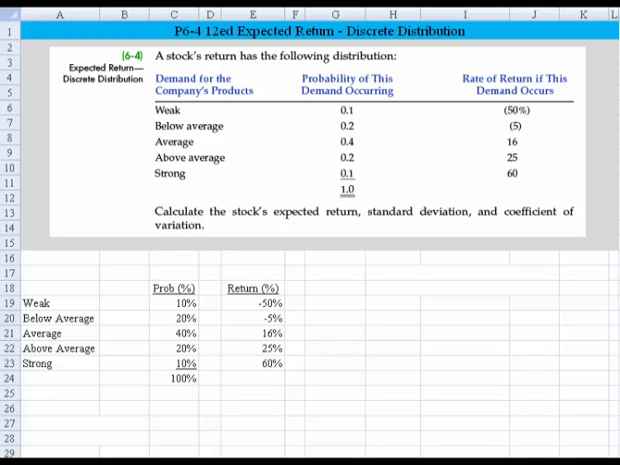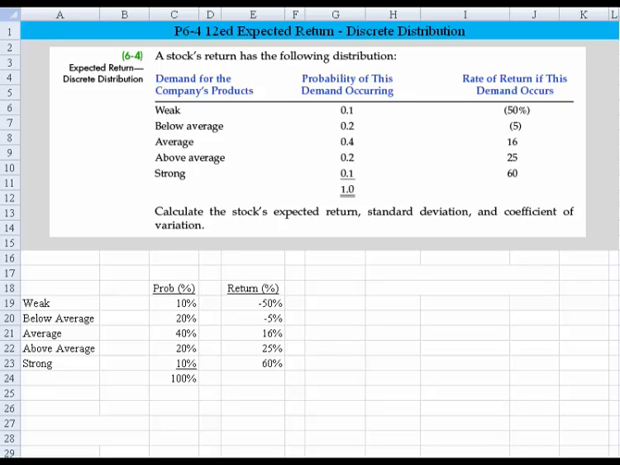Hi everyone. Let's take a look at problem 6-4. It deals with expected return where we have a discrete distribution. Okay, there's some information that appears in this problem.